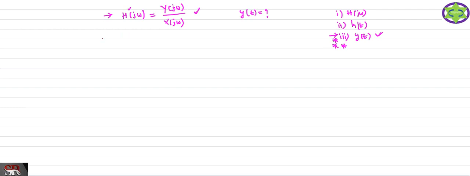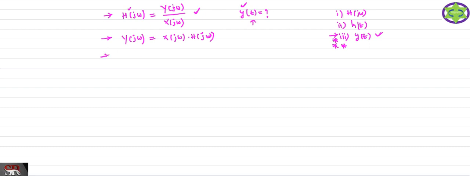So from this transfer function, how do we find out y of t? Our aim is finding the response of the system. Here, what is Y of j omega from the above equation? Y of j omega is nothing but X of j omega multiplied by H of j omega. This is the output in the frequency domain. But I want the output in the time domain.